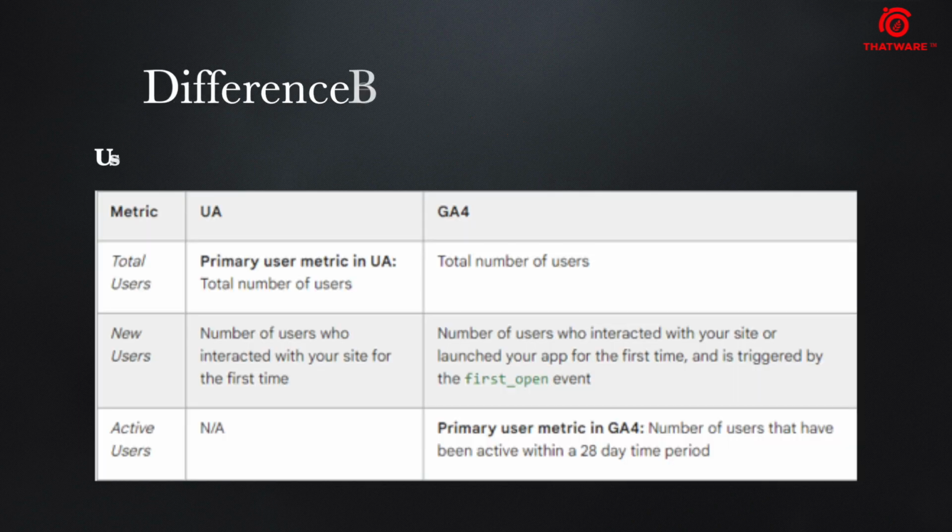Okay, so let us now understand the difference between the UA and GA4. So total users for the Universal Analytics, the primary metric is the total number of users. In GA4, pretty much a similar thing. New users in Universal Analytics, the number of users who interacted with your site for the first time are mostly considered under the Universal Analytics, but in GA4 you need to create an event as first open. So this event would only be triggered whenever someone has first interacted with your site in any given duration.